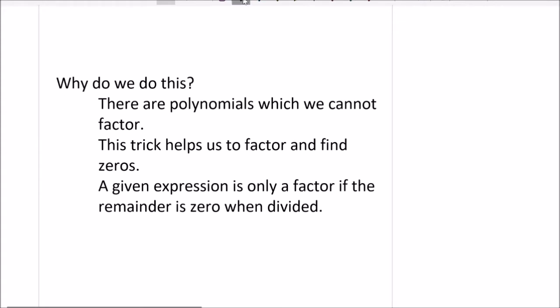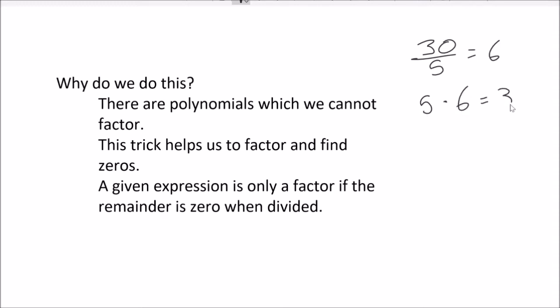Think about it with numbers. Maybe that'll make more sense. Take a number like 30. If you divide that by 7, does it divide evenly? No. That means 7 is not a factor of 30. What about if you took 30 and you divided that by 5? You'd get 6. And what that would tell us is that 5 times 6 is 30. So 5 and 6 are both factors.